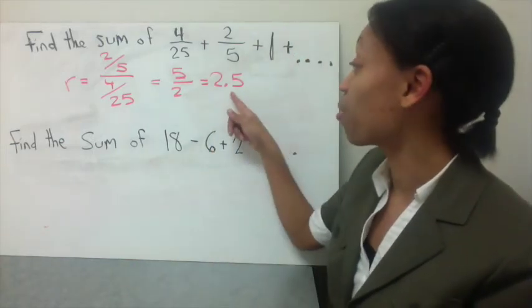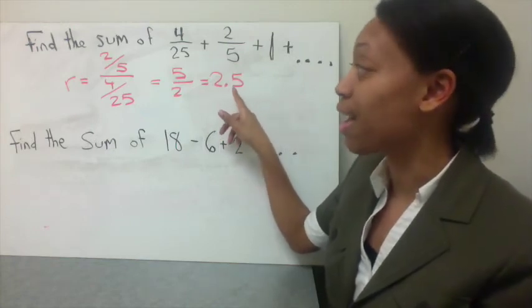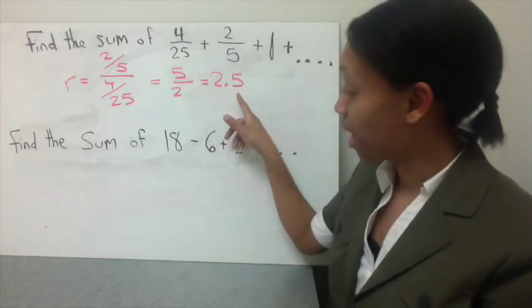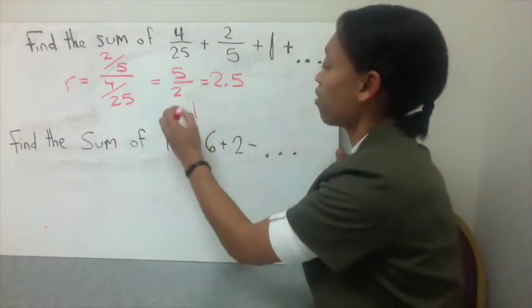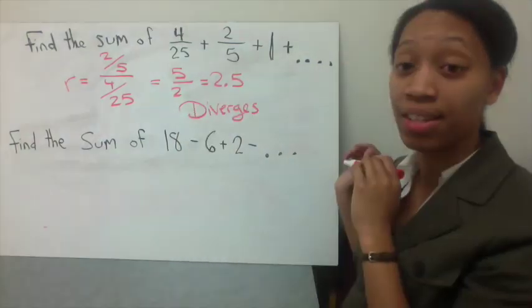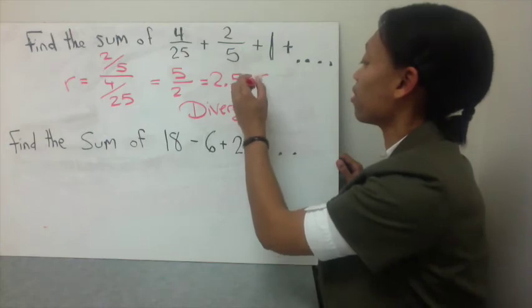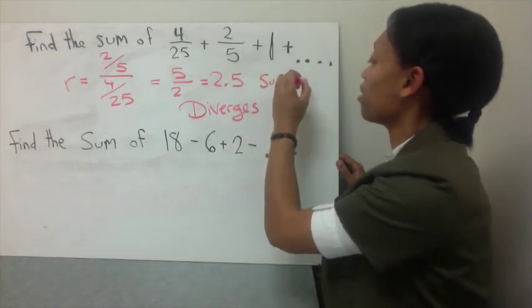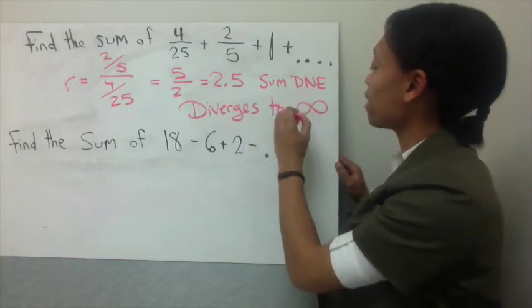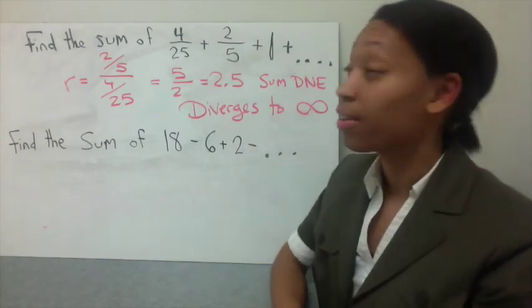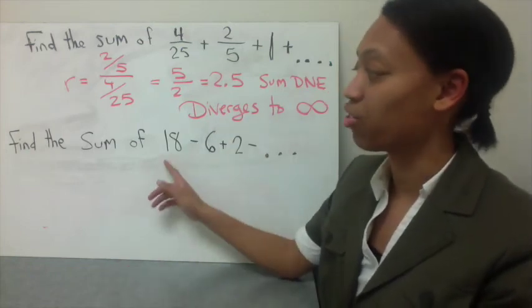So since the number we got for r is greater than 1, this does not have a sum. It is going to diverge. The sum does not exist. It diverges to positive infinity. All right, so that one didn't end up being that spectacular, but let's try another one.